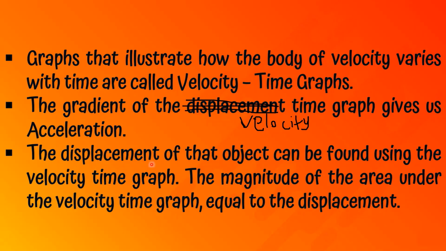We can find the displacement of the object by using the velocity time graph. So the method is the magnitude of the area under the velocity time graph. We need to calculate the area under the velocity time graph to get displacement.